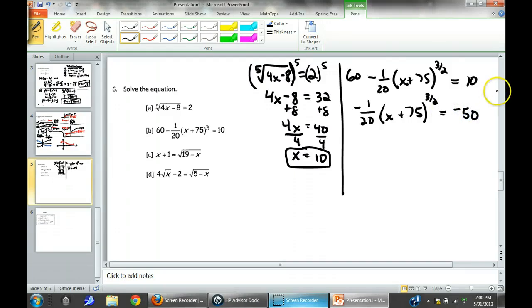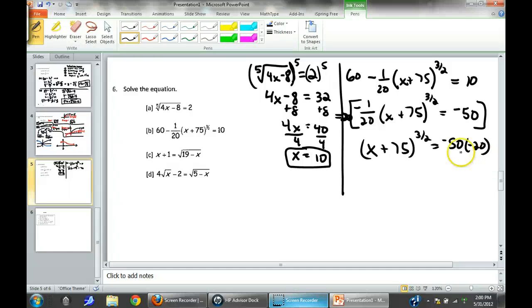Times by negative 20, we'll have x plus 75 to the 3/2 power equals negative 50 times negative 20. Okay, and that is 1,000. Positive. All right.